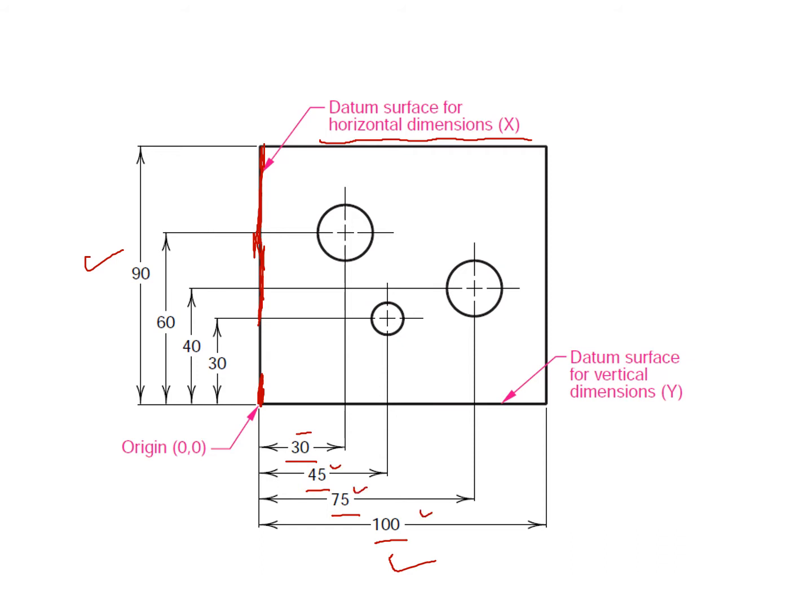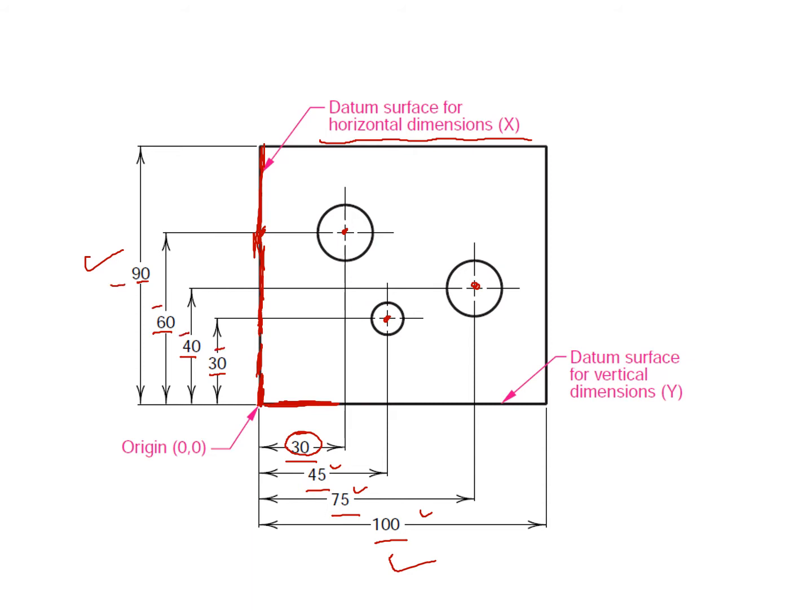Then you can see vertical dimensions, and for vertical dimension, this is the datum surface. This is the datum surface from which these different features are located. For example, this 30 shows the center of this circle from this edge, and this 45 shows the center of this circle from this datum surface, and then this center from this datum surface. And similarly, these vertical dimensions are also showing the same thing.